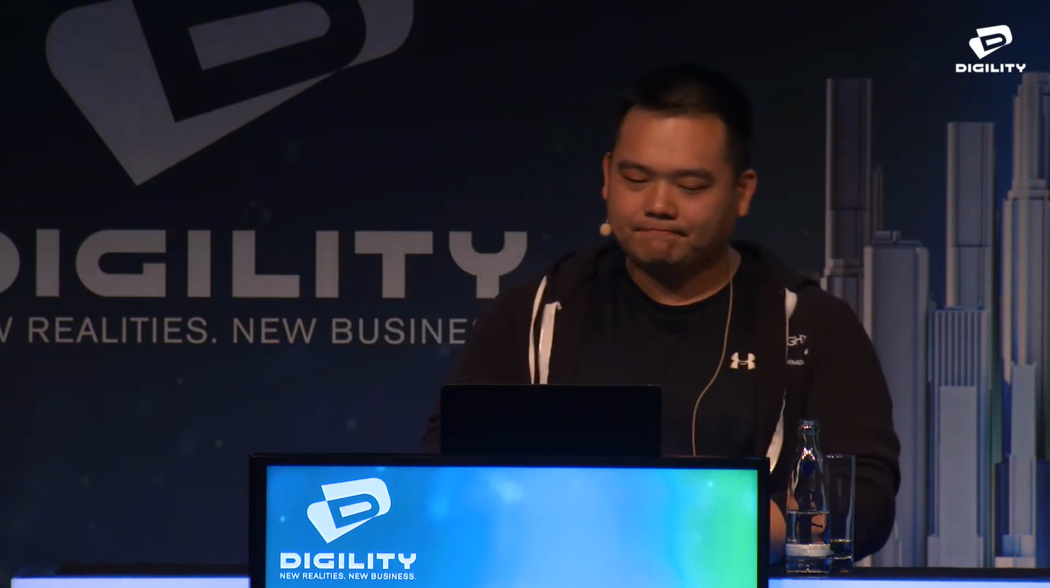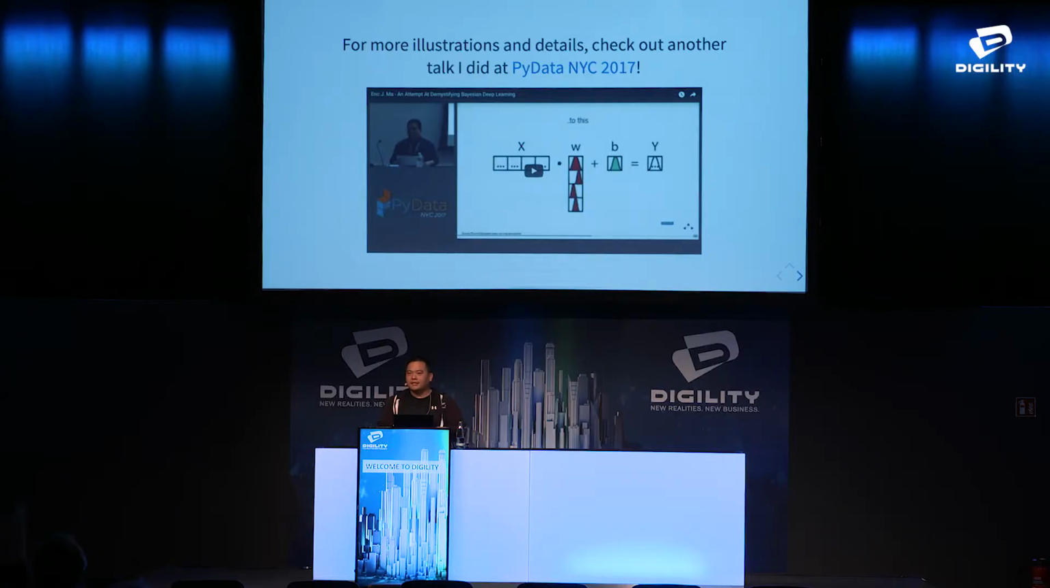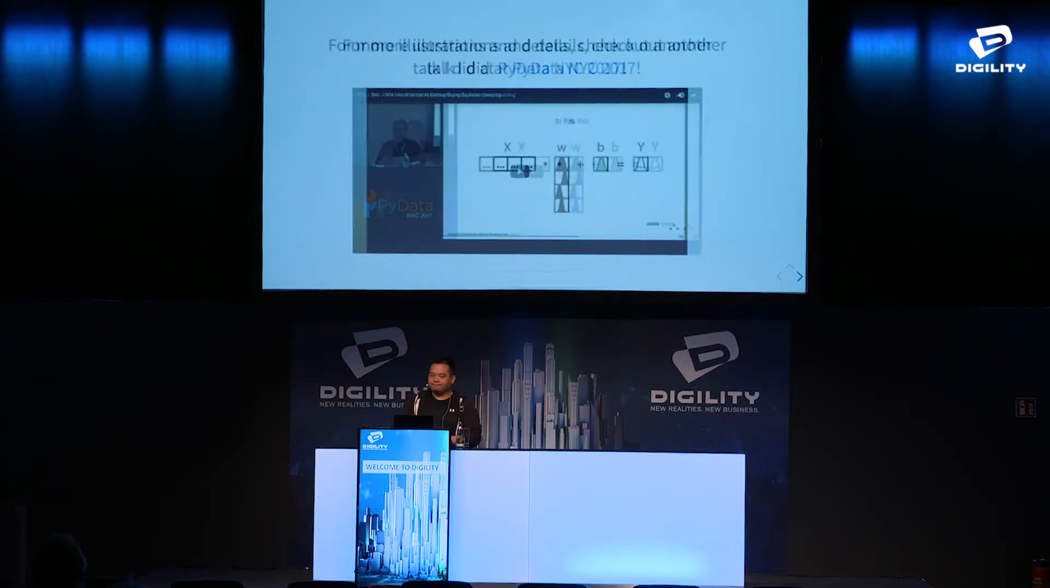You should know that underneath the hood, deep neural networks are just transformations. They're black boxes, and yes, they're fancy curve fitters, all right? If you're interested, you can check out another talk that I did last year at PyData in New York City. That will have more pictures and illustrations inside there.